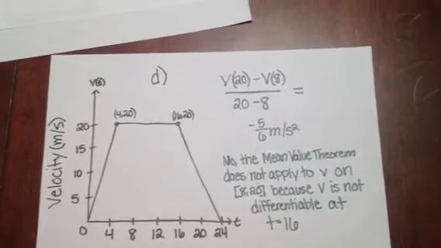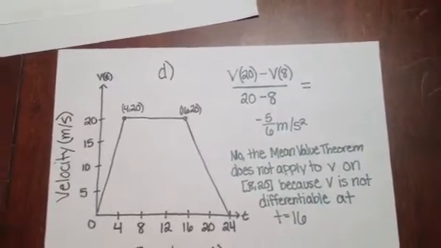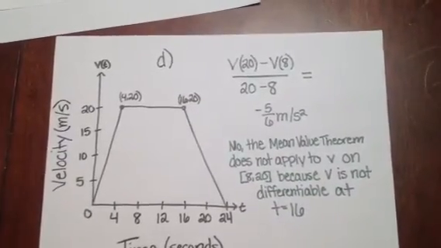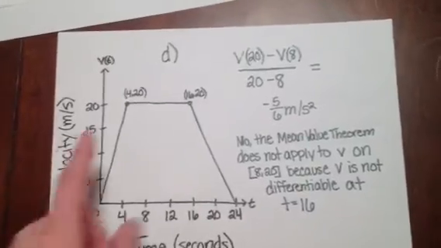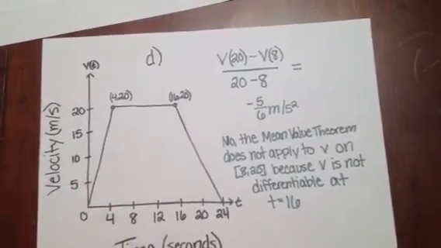However, the mean value theorem does not apply to v on the interval from 8 to 20 because v is not differentiable at t equals 16 because, as stated before, the derivatives approaching from the left and the right are not equal.